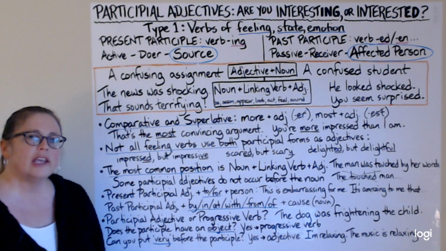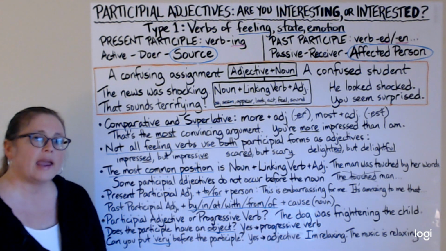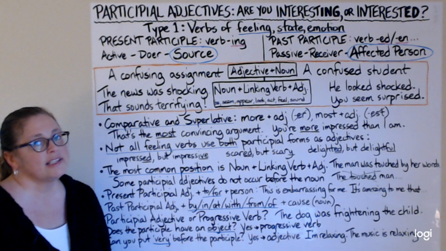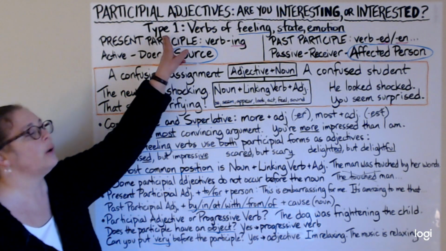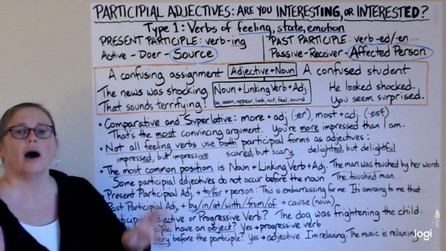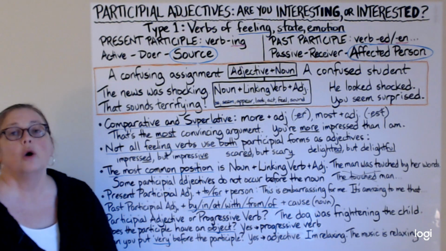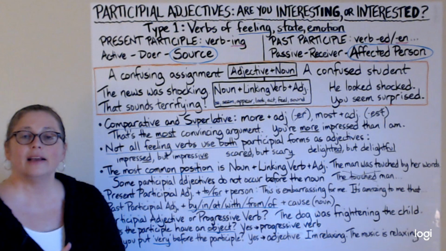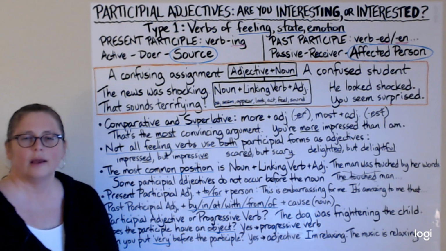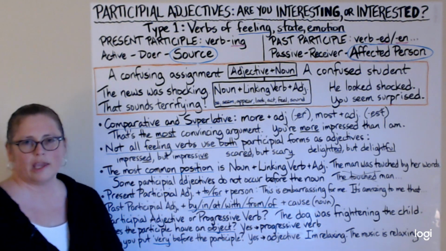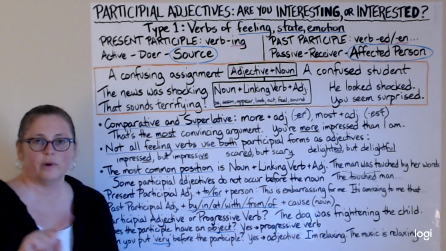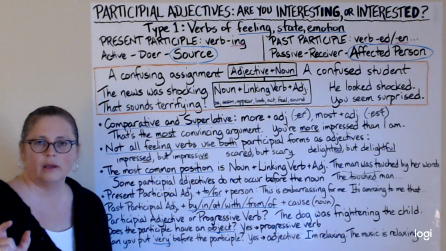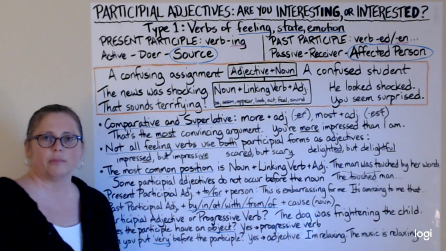There's actually quite a bit that I can say about participial adjectives. But today I'm only going to talk about the first type of participial adjectives, which is talking about verbs of feeling, state, and emotion. Now you might think, wait, are you talking about verbs or adjectives? Well, that's a good question. A participle is a form of the verb.